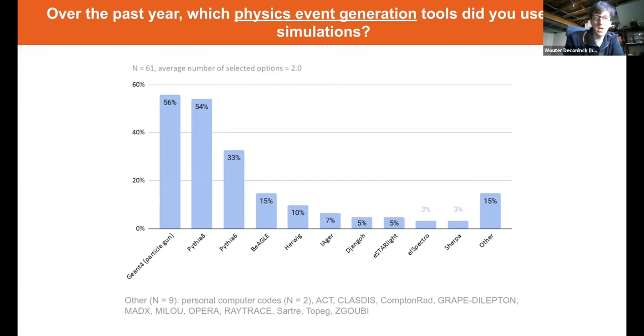A first question we asked was, over the past year, which physics event generation tools did you use? We're showing here all responses that had at least two respondents. It was possible for the respondents to check multiple boxes. The average number of responses was two. So most people use Geant4 particle guns as an event generation tool, or Pythia 8, Pythia 6, and so on. I'm not going to read them all. There are some responses listed under other that only appeared once, or in the case of personal computer codes, twice. So that gives you an idea of which event generation tools are primarily used by the EIC user group respondents to the survey.